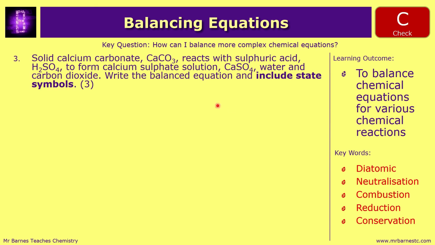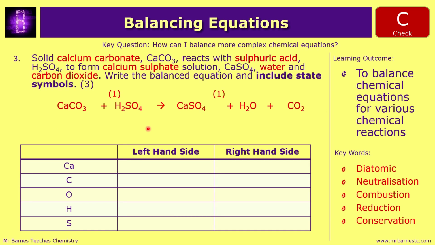On to number 3. We've got solid calcium carbonate, which it tells us again is CaCO3, reacts with sulphuric acid, H2SO4, to form calcium sulfate solution, CaSO4, water, which is H2O, and carbon dioxide, which you've got to remember is CO2. Again, that's 2 of my 3 marks.